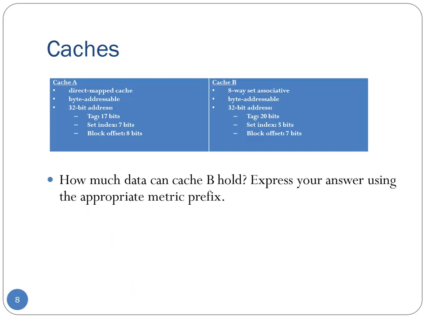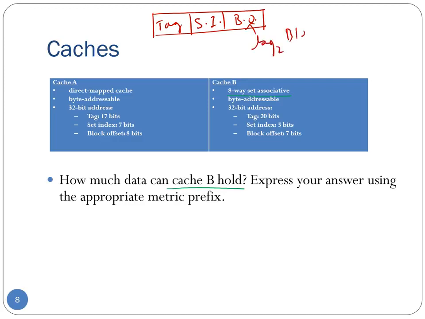The next question is, how much data can cache B hold? All right, so let's solve that over here. Cache B is an 8-way set associative cache. Once again recall that the address division of a set associative cache has three parts: the block offset, the set index and the tag field. The block offset is again log base 2 of block size, the set index is log base 2 of number of sets, not number of lines, number of sets, and all the remaining bits are your tag bits.